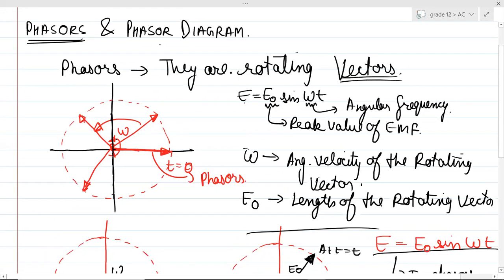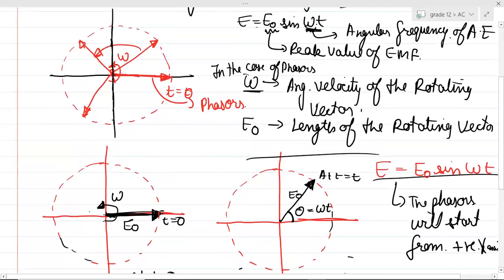Now when we write E equals E naught sine omega t, we all are aware that this omega t is basically what? Omega is the angular frequency of the alternating EMF, right? And E naught is the peak value of the alternating EMF. In the case of phasors, the same omega behaves as the angular velocity with which the vector is rotating. And this E naught becomes the length of that rotating vector.